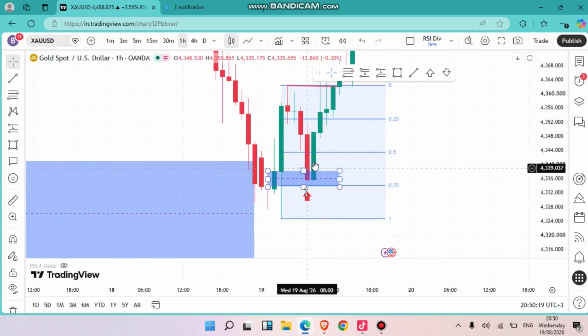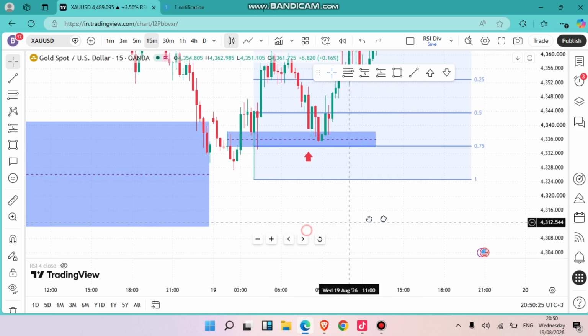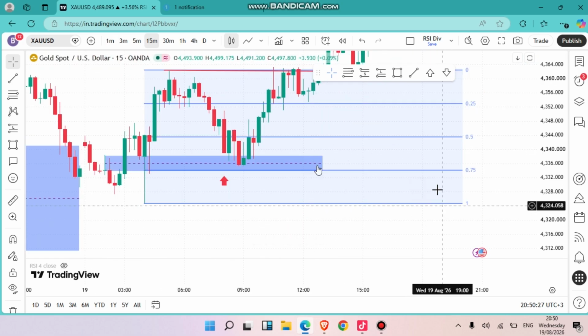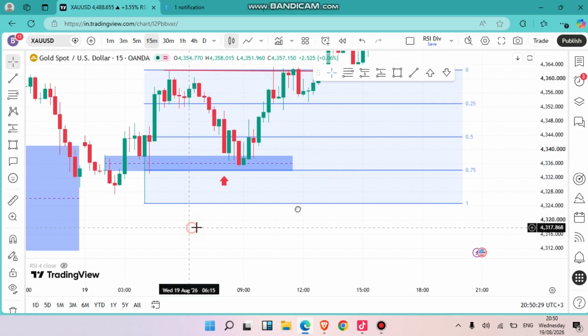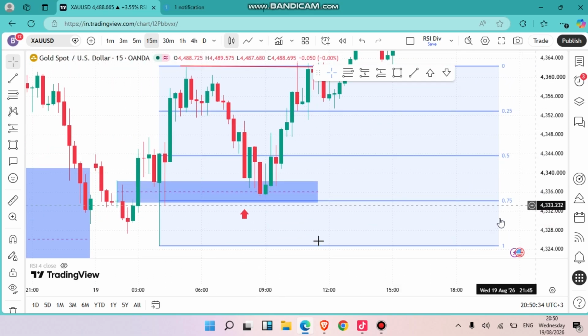You want to refine this entry in the lower time frame. So go to the 15-minute time frame and figure out how we can refine this entry. So in the lower time frame, you can see we have a type 1 engulfing candle. So it's pretty much a repetition of the same thing.